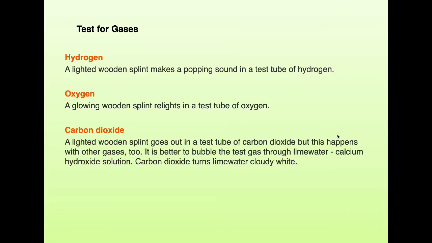Carbon dioxide: a lighted wooden splint will go out because it will extinguish it. There's no oxygen present. If you bubble the gas produced when you add an acid to a carbonate, carbon dioxide, through lime water, which is calcium hydroxide solution, then we get a milky precipitate, don't we? We say it turns cloudy or it turns milky, and that proves the presence of carbon dioxide.